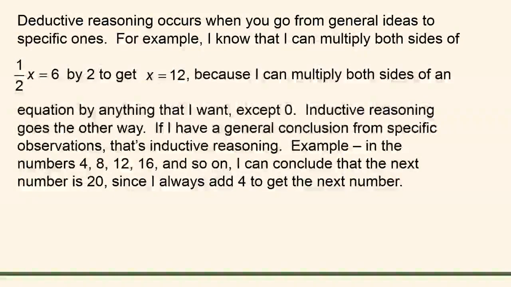Deductive reasoning occurs when you go from general ideas to specific ones. For example, I know that I can multiply both sides of 1/2 x = 6 by 2 to get x = 12, because I can multiply both sides of an equation by anything that I want except 0. Inductive reasoning goes the other way. If I have a general conclusion from specific observations, that's inductive reasoning. Example: in the numbers 4, 8, 12, 16, and so on, I can conclude that the next number is 20, since I always add 4 to get the next number.